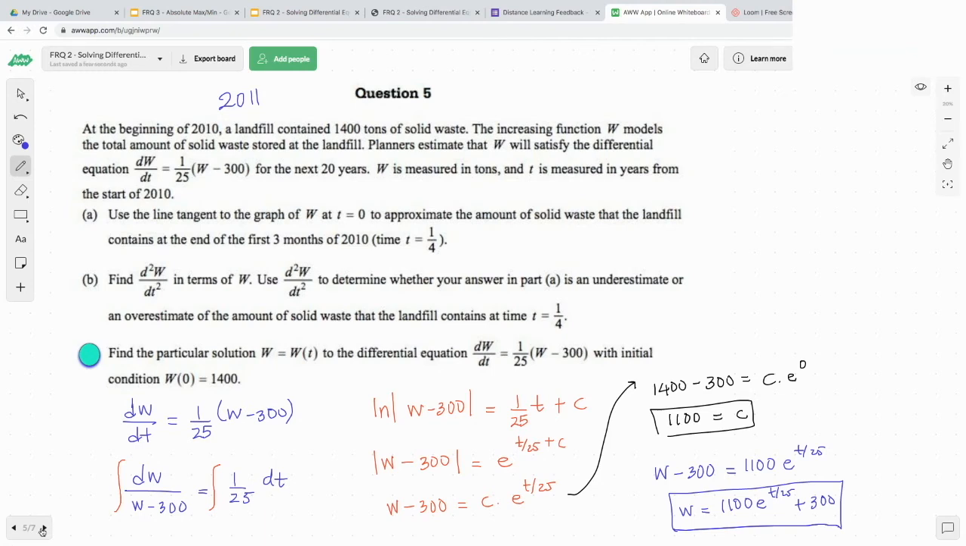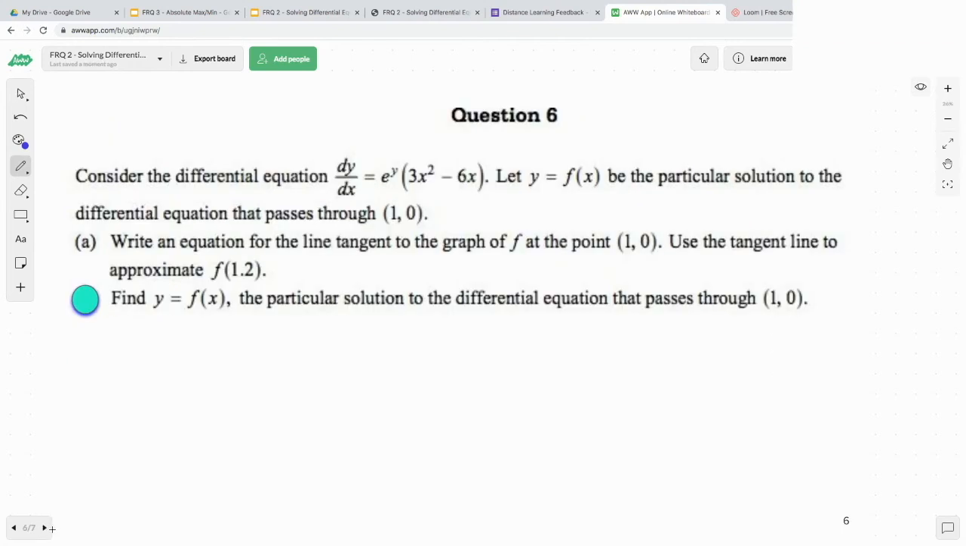So let's move on to the next question. Question number 6 from the 2013 exam.